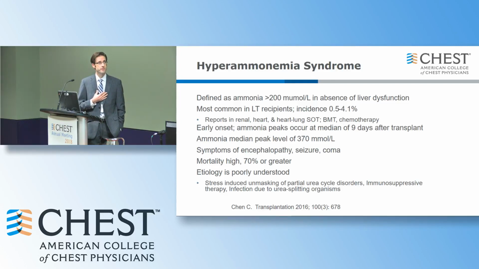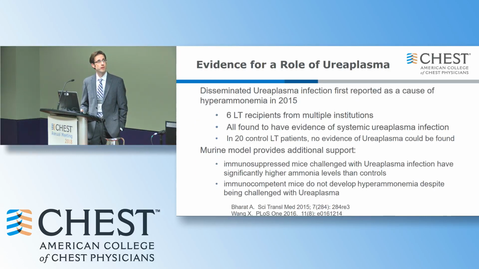And unfortunately, the etiology is very poorly understood. We don't know if this is unmasking of a partial urea cycle disorder, maybe the direct effect of immune suppressive therapy, but now there's growing evidence that it might in fact be related to Ureaplasma species and other species possibly that split urea. So the evidence for Ureaplasma comes largely from this case series in 2015, which showed evidence of disseminated Ureaplasma infection in 6 lung transplant patients with elevated ammonias found at a couple of different institutions in a collaborative effort. And they were all found to have evidence of systemic infection.